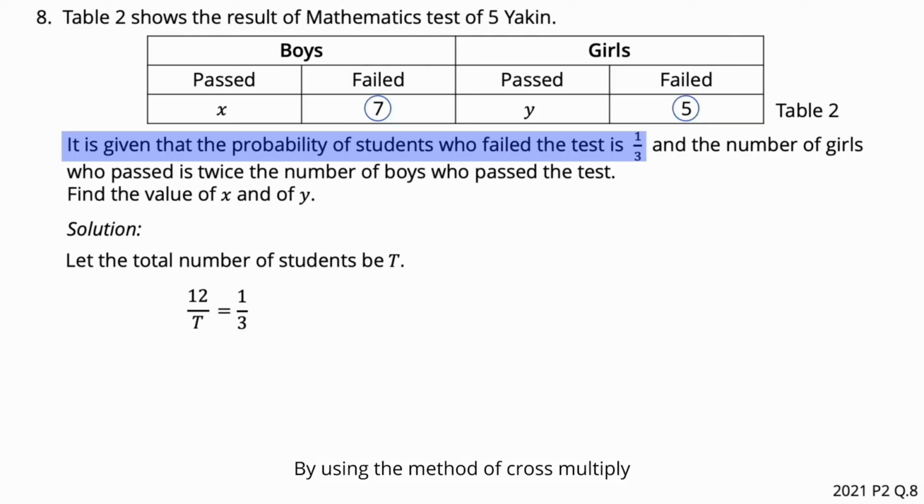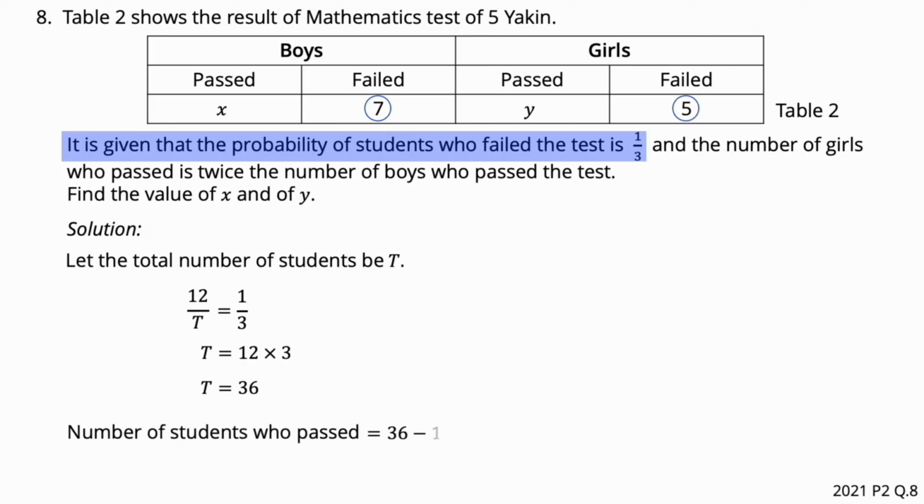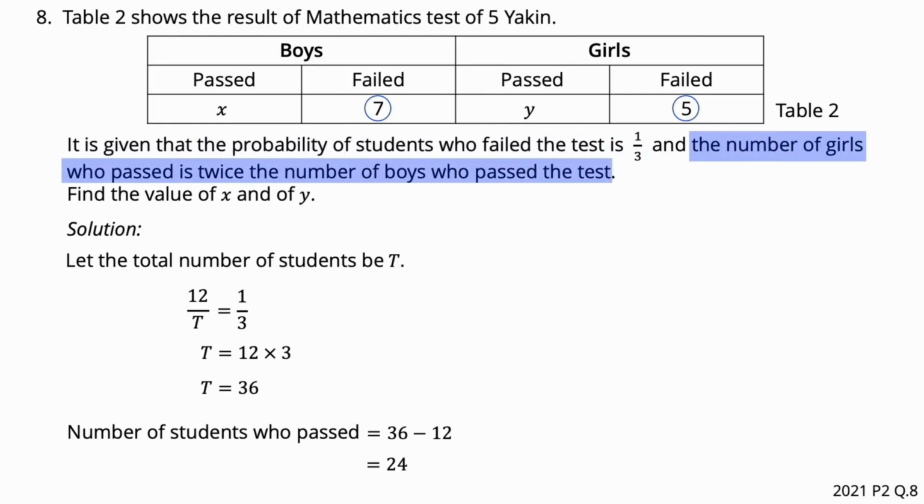By using the method of cross multiply, t equals 12 times 3. The total number of students is 36. The number of students who pass is 36 minus 12 equals 24. It is given that the number of girls who pass is twice the number of boys who pass the test. The ratio of boys to girls is 1 to 2. From the ratio, x to y equals 1 to 2.